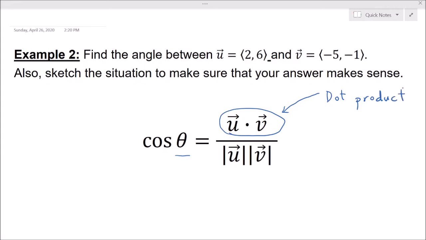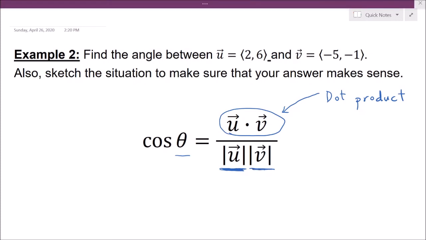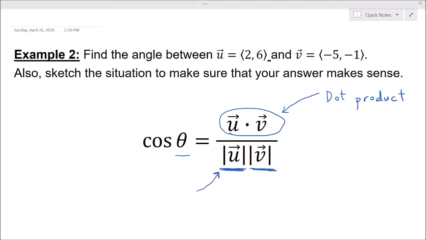Now that you know how to find that, what about the bottom? So we've got vector u in these vertical bars, this absolute value looking thing, and vector v in these vertical bars as well. And in a previous lesson, we said that represents the length or the magnitude of that vector. So this right here represents the magnitude of u, and this right here represents the magnitude of v. So this is saying, okay, here find the magnitude of u, or length of u. Same for v over here.